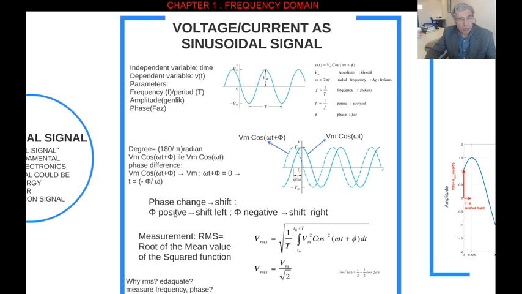If this is positive, shift left. If it is negative, shift right. So it is the opposite of what we expected. When it is positive, it goes to the left side, so it goes that way. If it is negative, it goes that way. So these are the three parameters that we are dealing with.